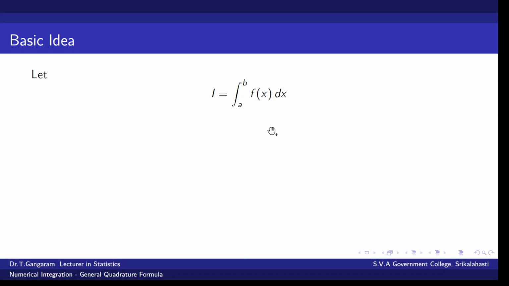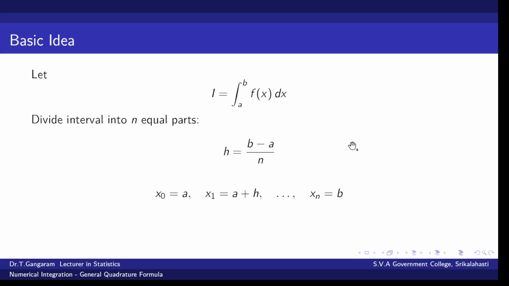assume I is equal to the integral from a to b of f of x dx. Divide this integral into n equal parts first. The range is a to b. Maximum value is b here, a is the minimum value. We need to decide the number of parts to be divided first. If n is decided, we can find the interval of difference h is equal to (b minus a) by n.